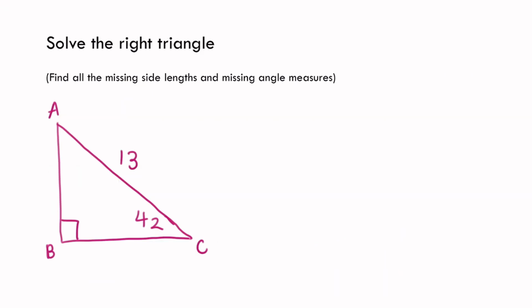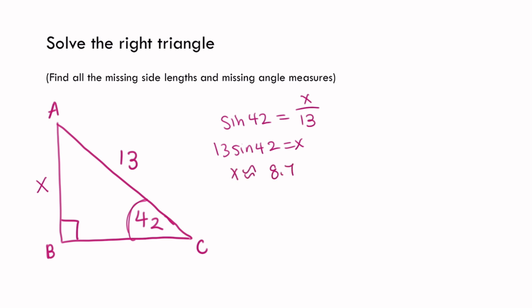So solving the right triangle basically just means finding all the angles and all the side lengths of a right triangle. We're given 42 degrees, C is 42 degrees, and then the hypotenuse is 13. So you can use that to find x, the opposite side. So you can do sine of 42 is equal to opposite, which is x, over the hypotenuse, which is 13. So 13 sine 42 is equal to x. Plugging that into your calculator, x comes out to be around 8.7. So you know that x is around 8.7.